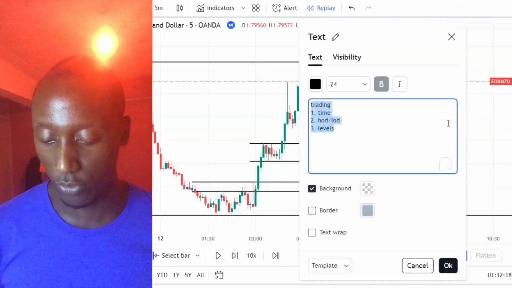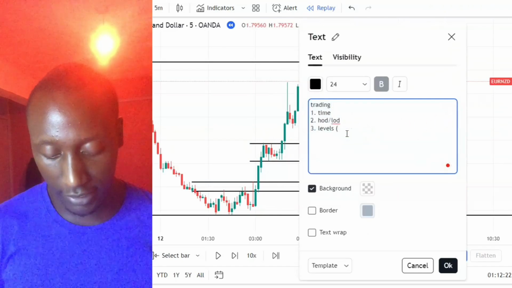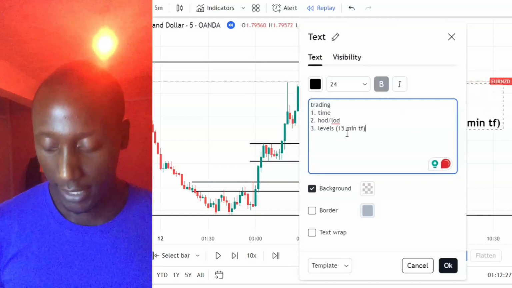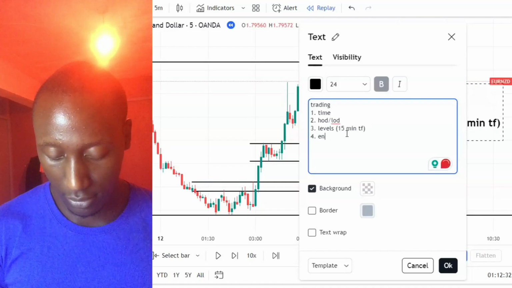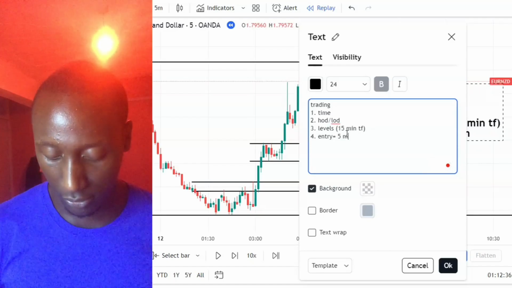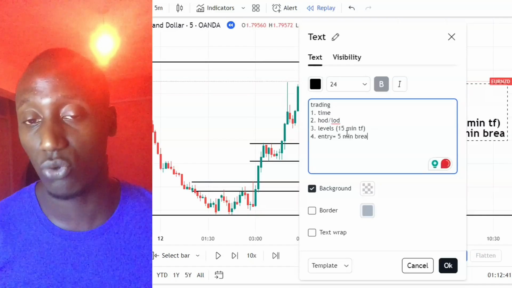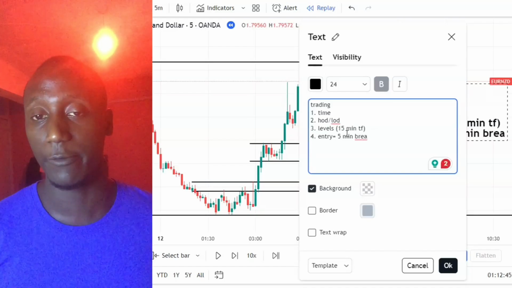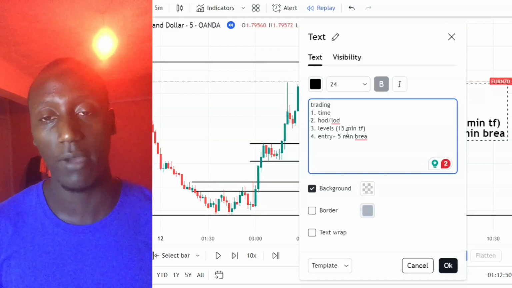Once you have your levels, then you wait for your breakout. The levels, you identify them on the 15-minute time frame. And then the entry is a 5-minute breakout candle. So once you identify your levels, and you have seen your pattern forming on the 15-minute time frame, now you can go and chill on the 5-minute and wait for a good entry.